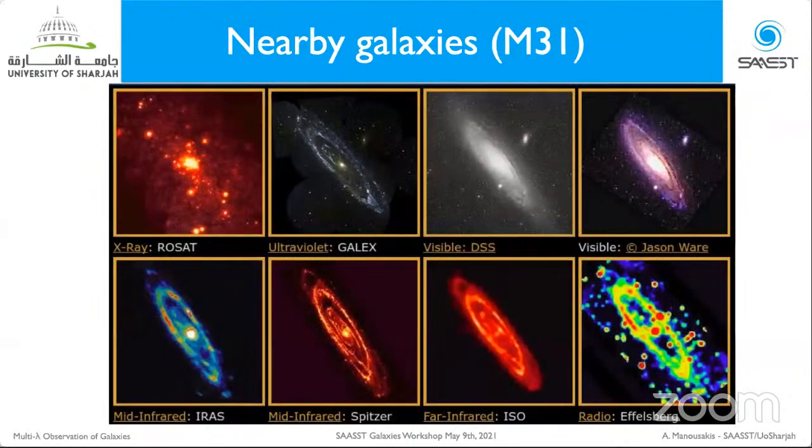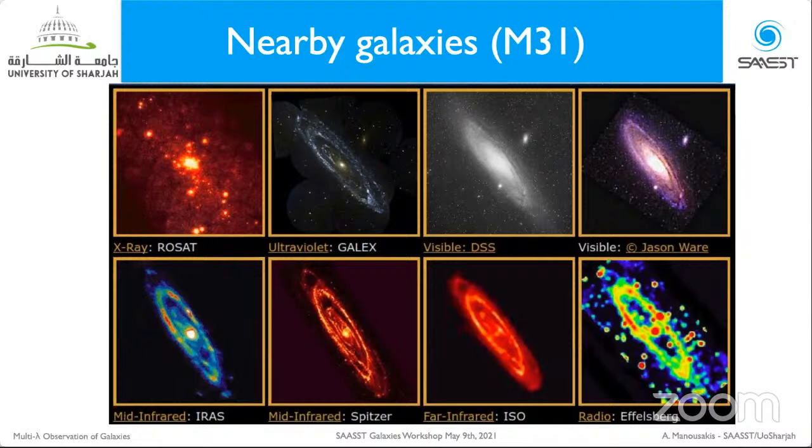If we see a galaxy in different wavelengths, here is an example that I guess most of you are familiar with, the image over here in visible light. I guess most of you are familiar with this image showing M31 with the satellite galaxies M33 and so on. So this is something that we are all familiar with.